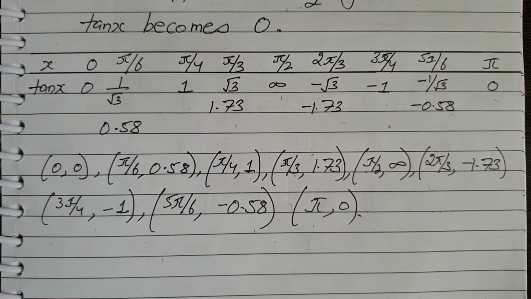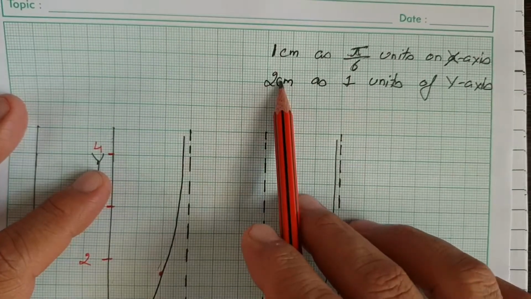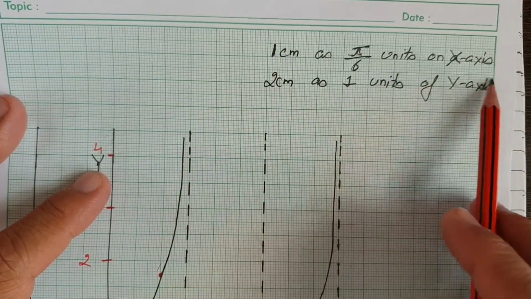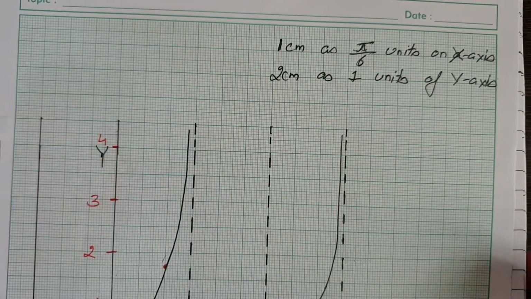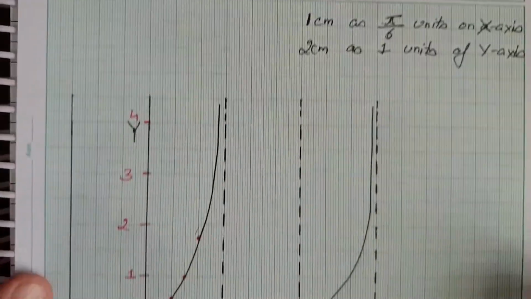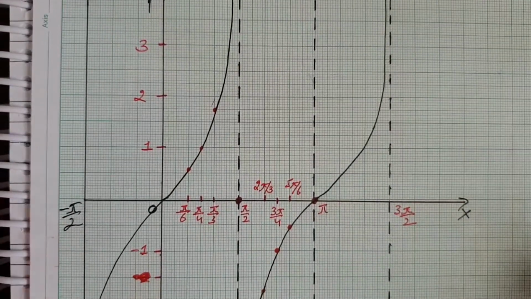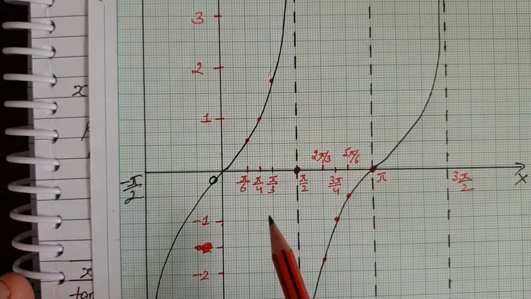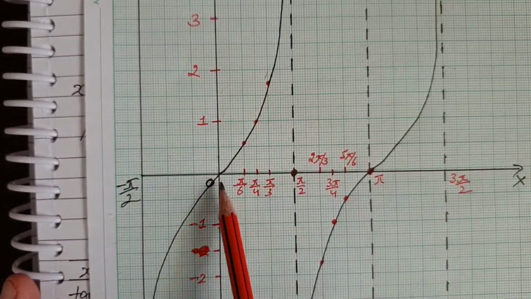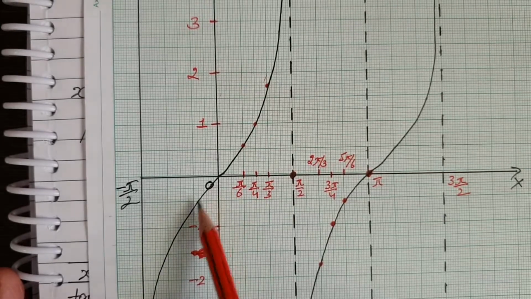So first of all, in the graph, we will see the scale. We take 1 centimeter as pi by 6 units on the x-axis and we are taking 2 centimeters as 1 unit on the y-axis. So this will be the graph. Now see, this will be the x-axis. It starts from 0 over here and then we are extending it.